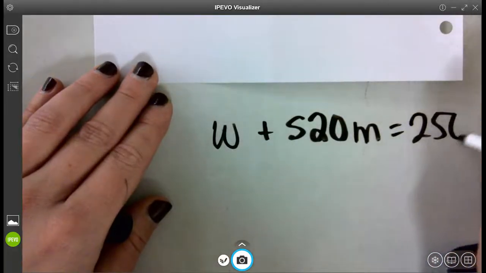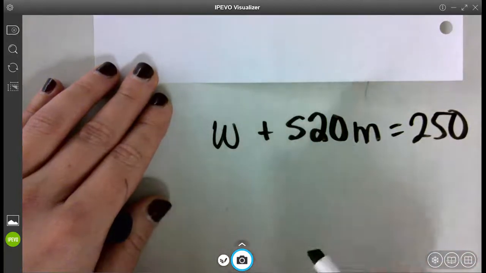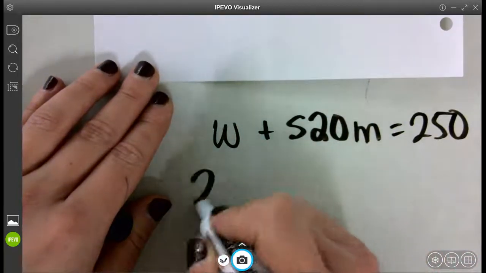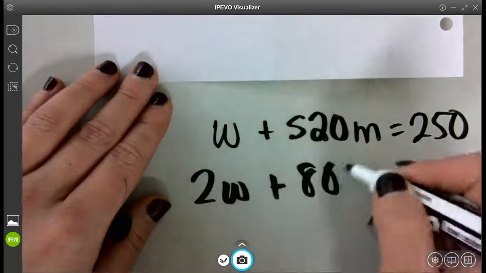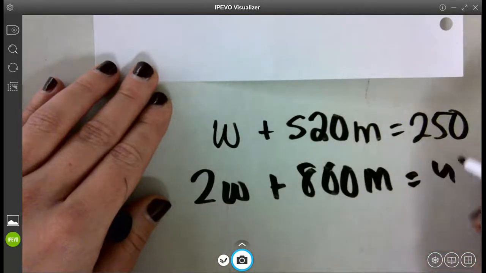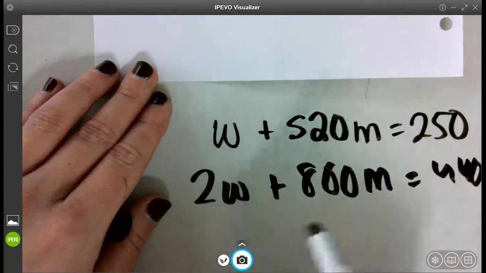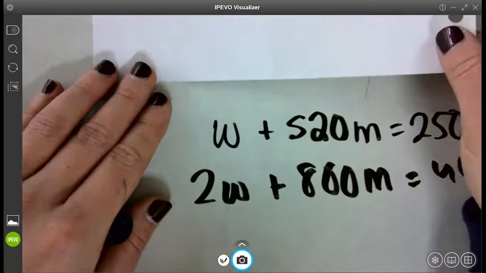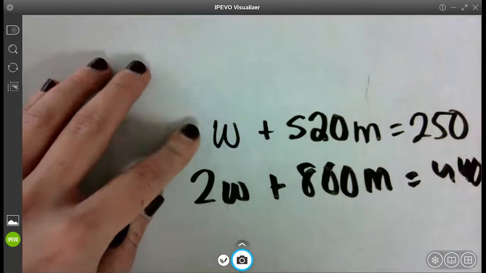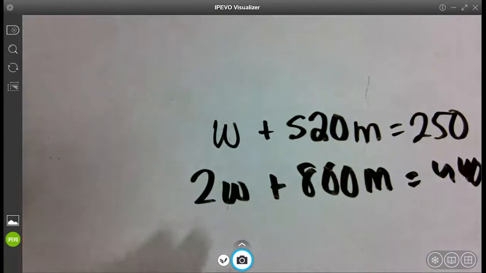equals 250. So the cost for the week and the cost per mile. Then you have a 2-week trip of 800 miles. 2 weeks and miles. You can use substitution, getting W by itself, or you can use elimination.